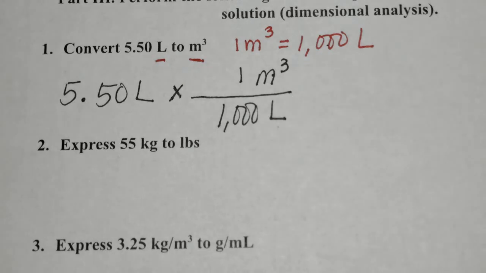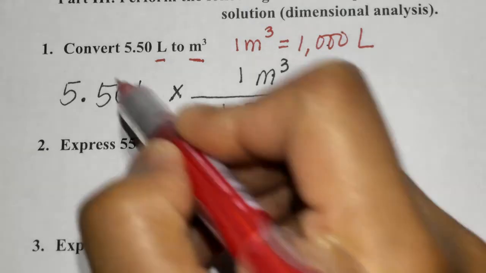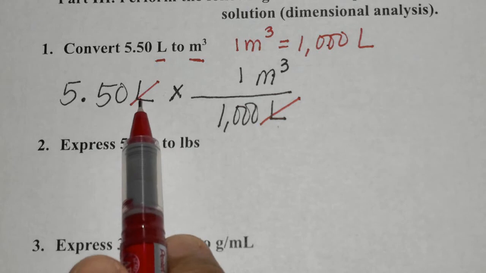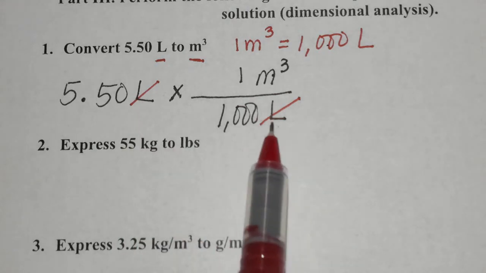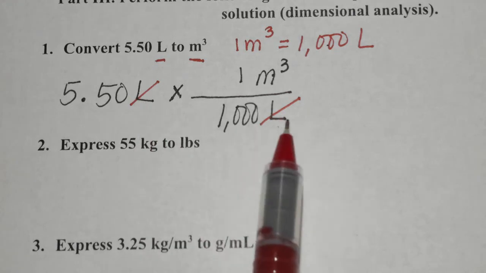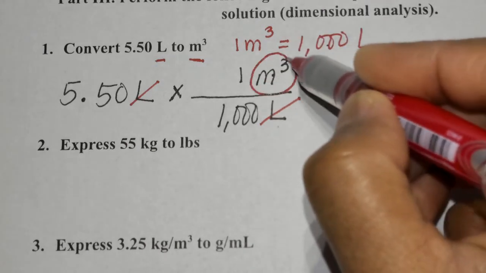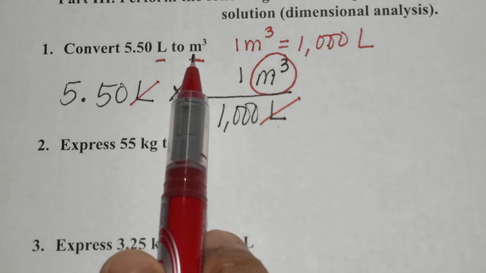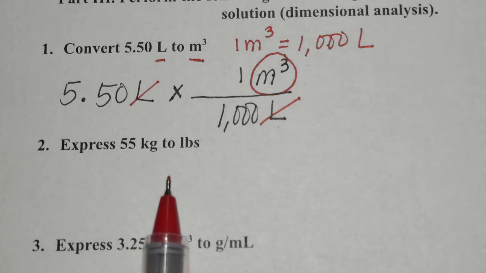So in this case, because we've placed them correctly, we can now readily cancel out our liters. The liter unit is above and this is below, so we can cancel it out. Take note, we're canceling only the unit. You do not cancel the numbers, just the unit. And now I'm going to encircle what's left. It's m cube, and m cube is the one that is required. And so I get my correct solution.